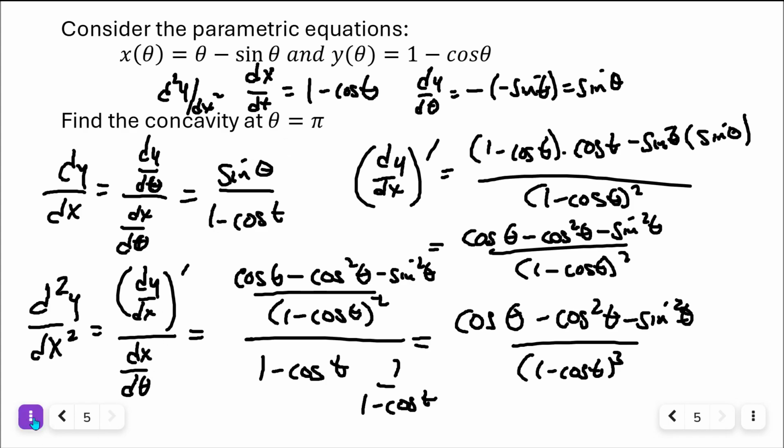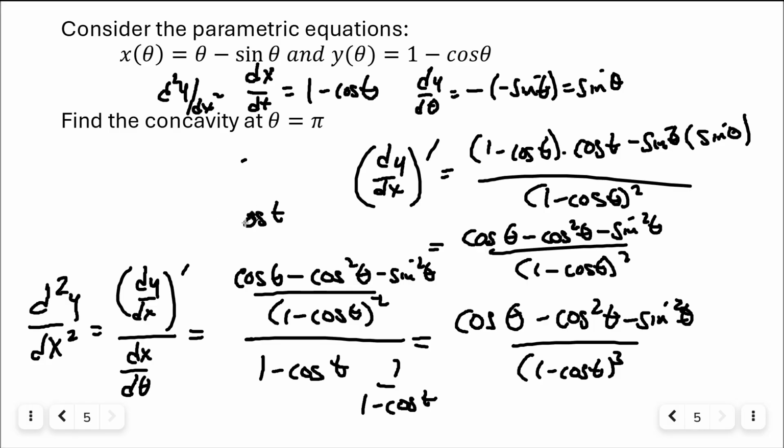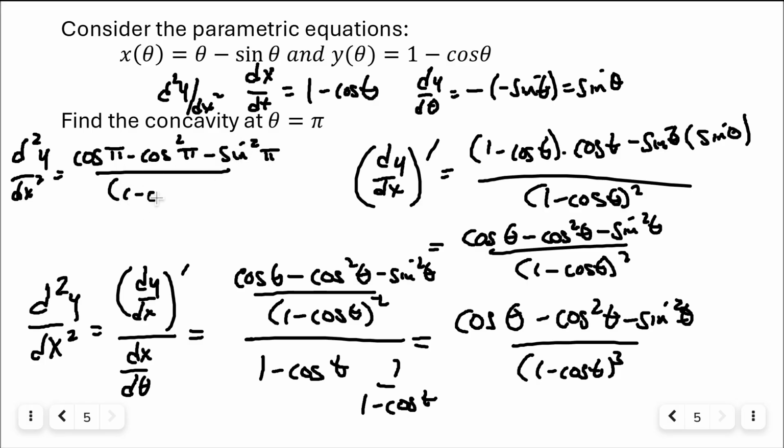Let me erase some of the stuff that I have up here so I have a little bit of room. Maybe we'll erase this dy/dx. We don't need it anymore. We found it. Let's erase this. And let's see what we have here. So the second derivative with respect to x is cosine pi minus cosine squared pi minus sine squared pi, over (1 minus cosine pi) cubed.